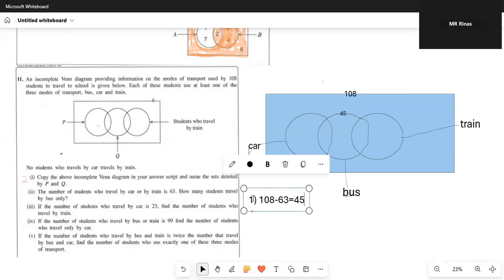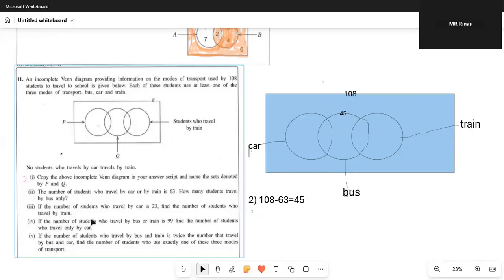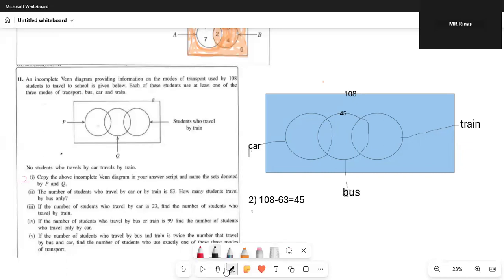This is not the first question. This is the second question, right? So now we'll move on to the third question. If the number of students who travel by car is 23, so 23 students travel by car. Find the number of students who travel by the train. The question is the students who travel by the train, right?